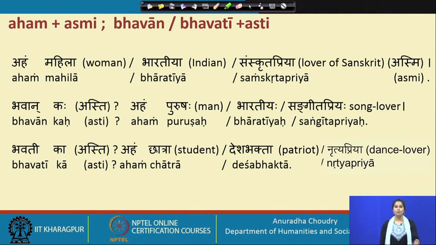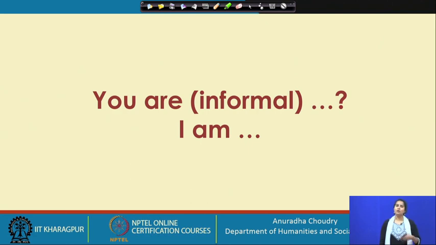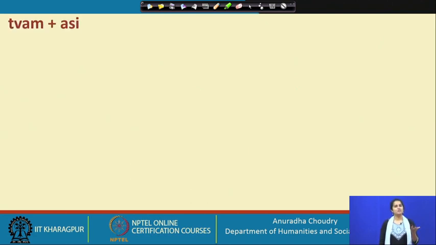And then when a man is speaking, if I ask the question first, it would be Bhavan kaha. The answer would be aham purushaha, aham bharatiyaha, aham Sanskrita priya, Sangeeta priyaha. And the question to a lady would be Bhavati ka, and she would answer aham chhatra, aham deshabhakta. And when we are talking in the informal context, the question would be Tvam kaha. When you are asking a man, it would be Tvam kaha. When you ask a lady, it would be Tvam ka. And the answers would vary accordingly.